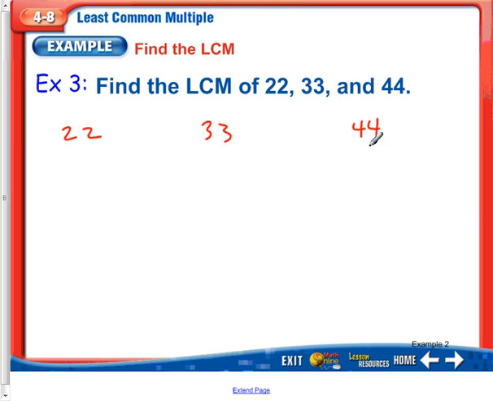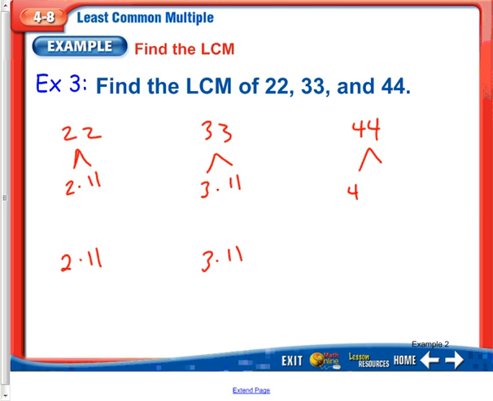Notice I'm giving a lot of space in between all of these because we actually need to do prime factorization of all of them. And, you know, looking at these numbers, it's not going to take a whole lot of time. We have 2 times 11. So I'm just going to write 2 times 11 down here. And then right here we'll have 3 times 11. So that'll be 3 times 11.